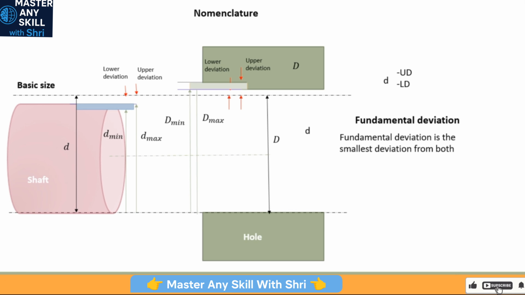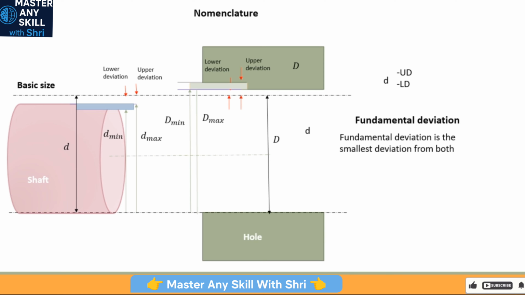Now we will define a very important term called fundamental deviation. Fundamental deviation is the smaller of the upper and lower deviations. In the case of the shaft, you can see that the lower deviation is large compared to the upper deviation, so the upper deviation is the fundamental deviation for the shaft. In the case of the hole, the lower deviation is shown between the basic size line and the line for capital D minimum. The upper deviation is larger than the lower deviation, so for the hole, the lower deviation will be the fundamental deviation.